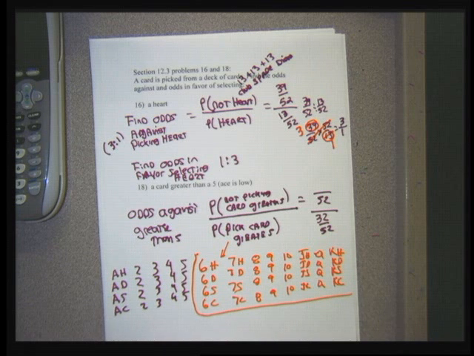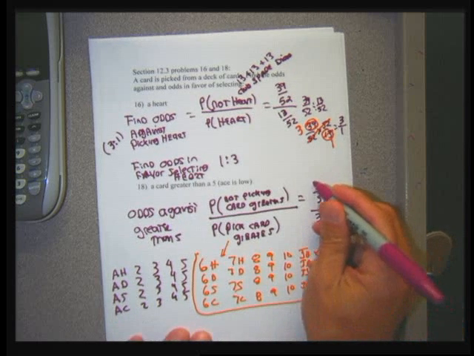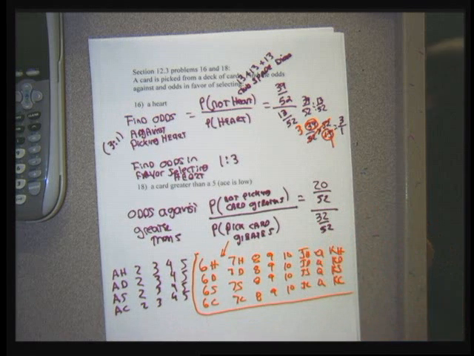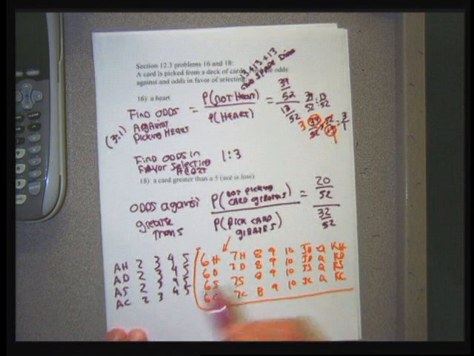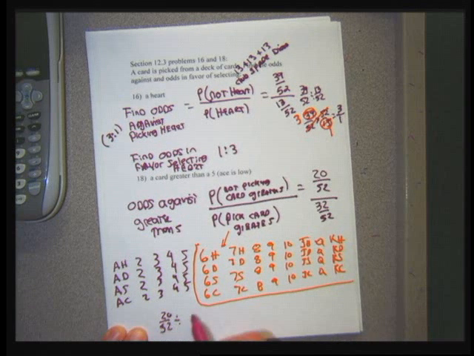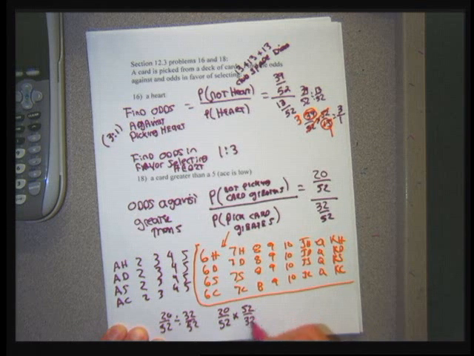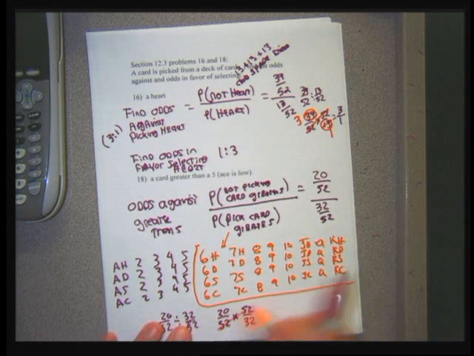So that's going to be 4, 8, 12, 16, 20. So the probability of not picking a card greater than 5 is any ace, 2, 3, 4, or 5, and there's 20 of those. So for this particular odds computation, it's 20 over 52 divided by 32 over 52. Now I'm going to invert and multiply: 20 over 52 times 52 over 32. I'm going to cancel the 52s.